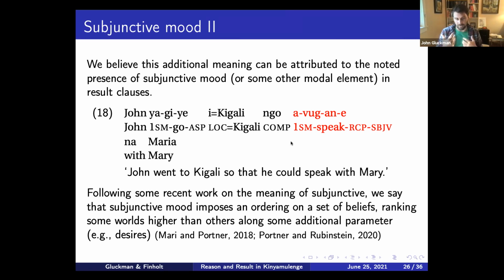And so our thinking here, though it is not fully worked out, and we're not going to give you formal semantics for this, is that the subjunctive can contribute this extra desire or preference or intention. There are a few ways to do this. We like the ideas that have been recently put forth in Marian, Portner and Rubinstein. The ideas actually go back a ways, but essentially you take a belief state and then you order those beliefs relative to your desires or preferences or intentions. This would be the function of the subjunctive in these Go clauses, and that would get us this extra sort of desire meaning.